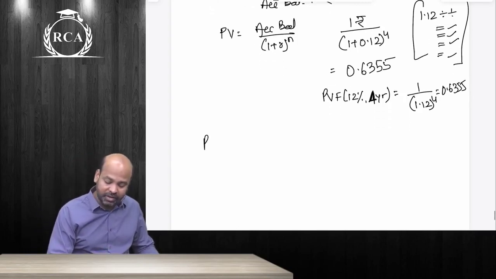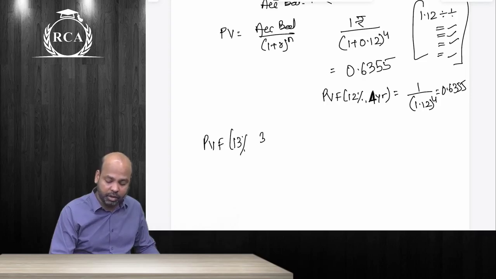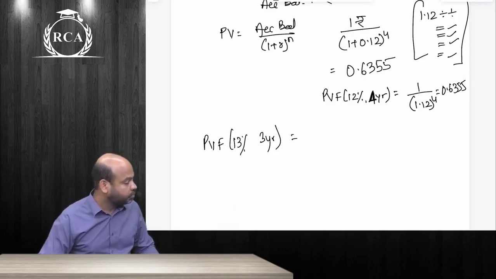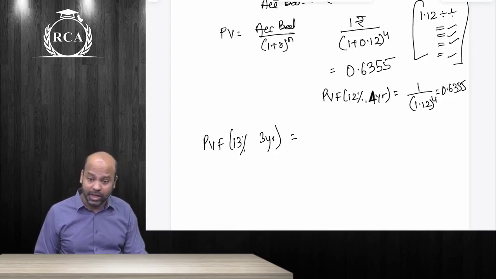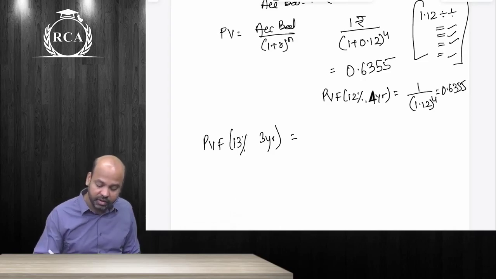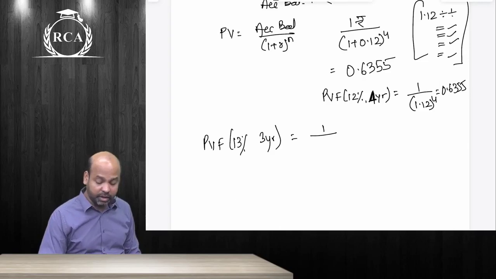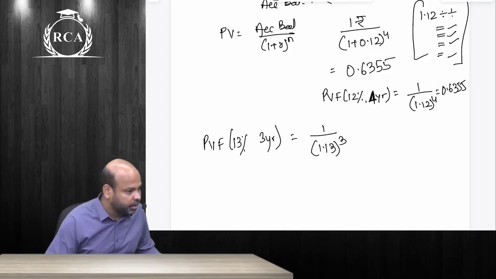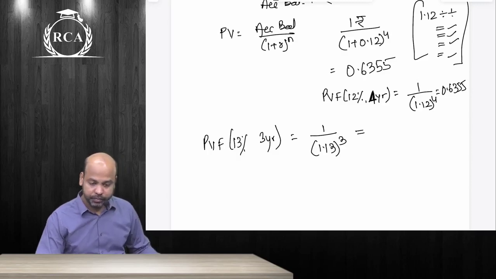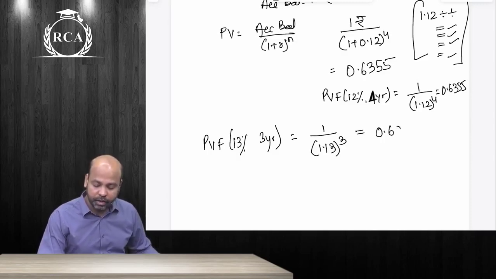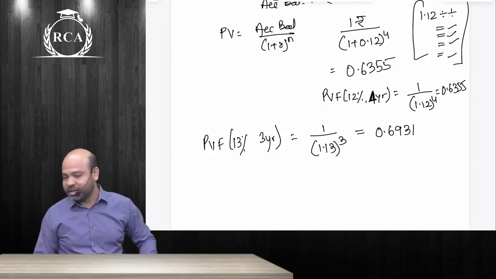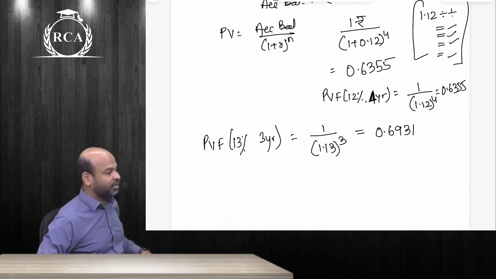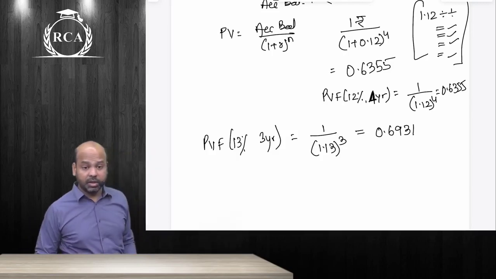Likewise beta, if I want present value factor say at 13% for the third year, what does that mean? I will be depositing certain sum of money today. I will receive 1 rupee at the end of third year and the interest rate is 13%. Can I directly write this as 1 divided by 1.13 whole power 3? So how much will that be, guys? If I deposit 0.6931 today, at an interest rate of 13%, I will be receiving an amount of 1 rupee after 3 years. Okay?